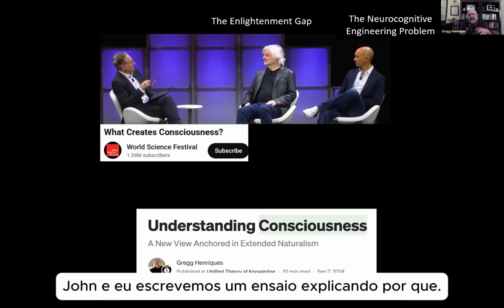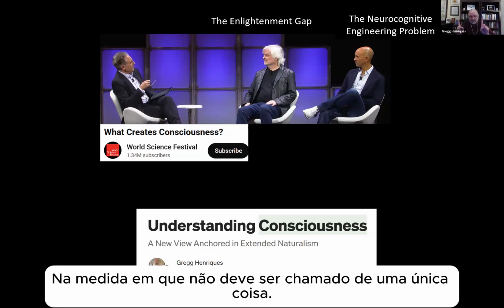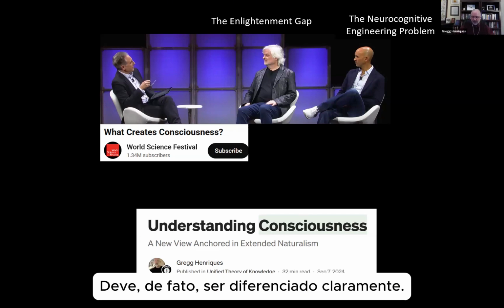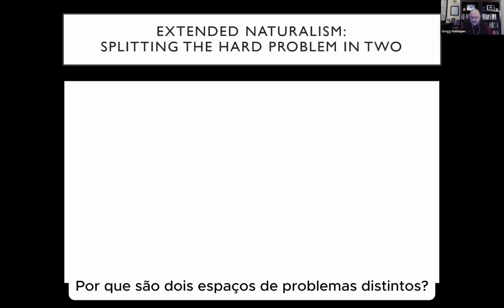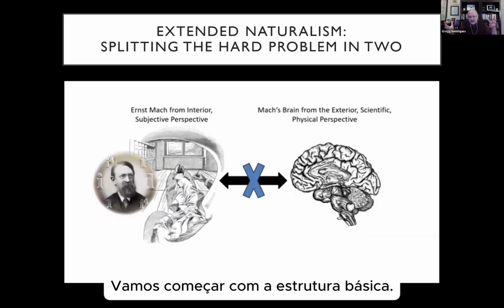John and I have done an essay that delineates why this is a mistake, in the sense that it shouldn't be named one thing. It should in fact be differentiated very clearly. Why is it 2 different problem spaces? Well, let's start with the basic structure.